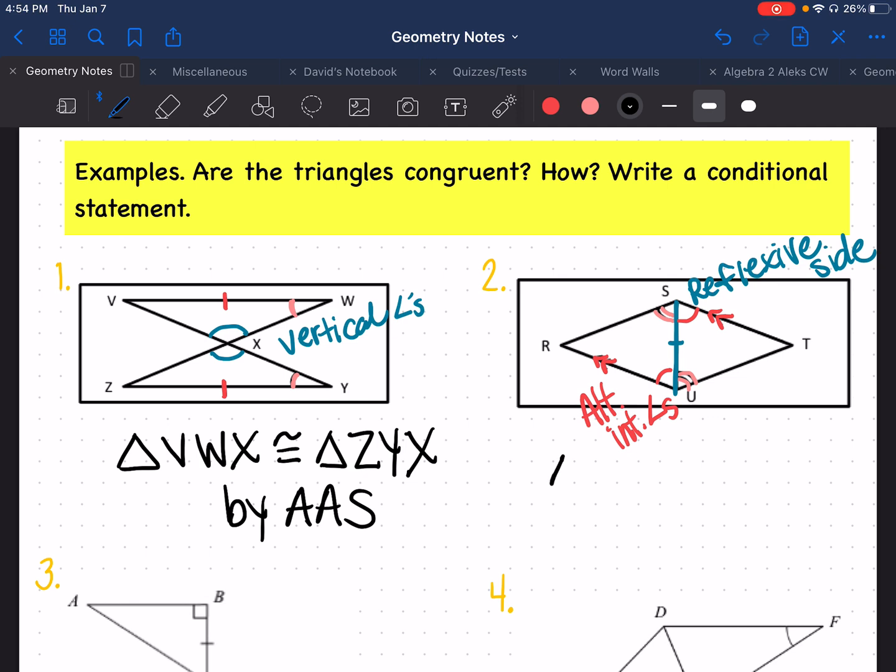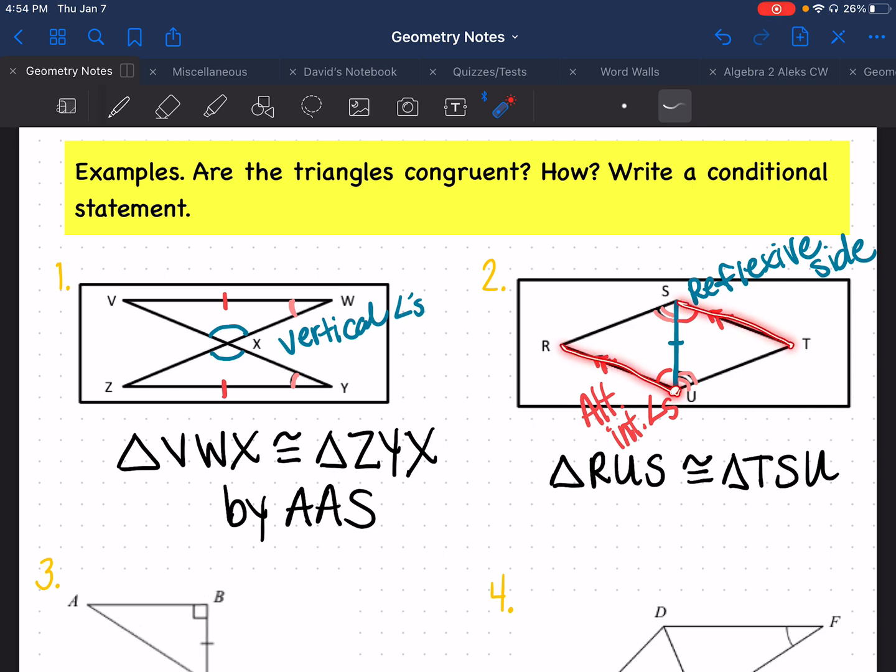Now I can go ahead and say triangle RUS is congruent to triangle TSU. I had to be careful there. R and T matched up, but when I went to U in this triangle, I had to go to S in this one. So just be careful.